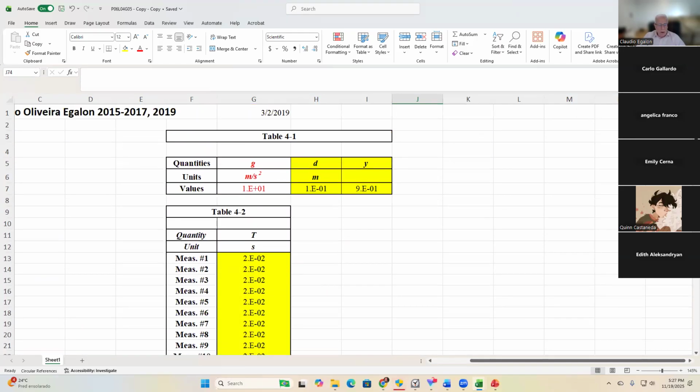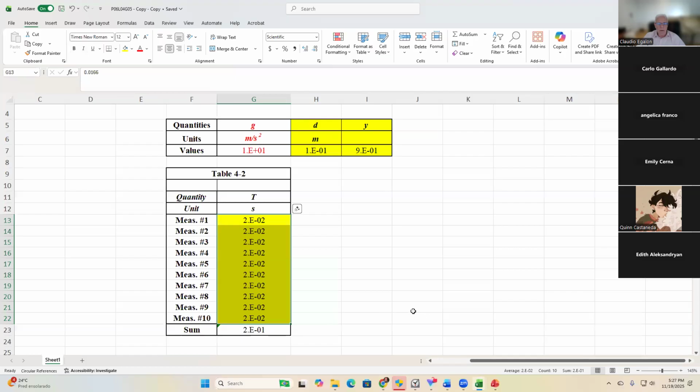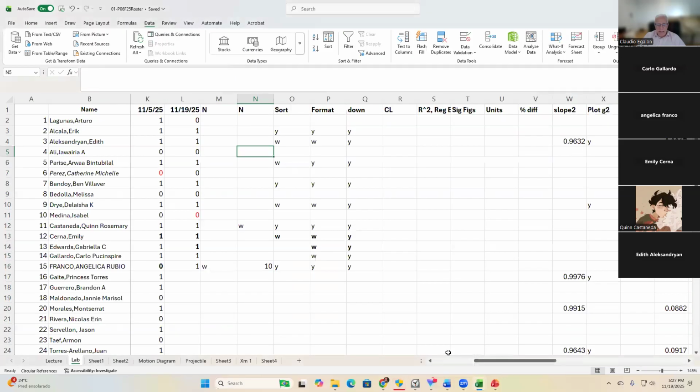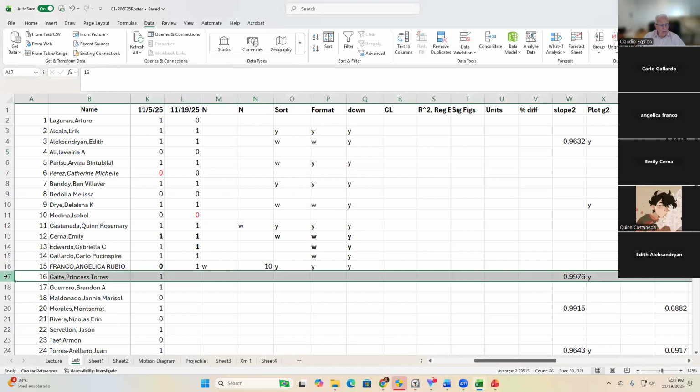Now you can do the rest, right? Don't forget the units. You've got to display the significant figures and so on. Let's get the next student here, Princess.